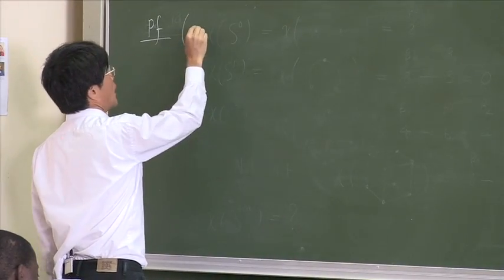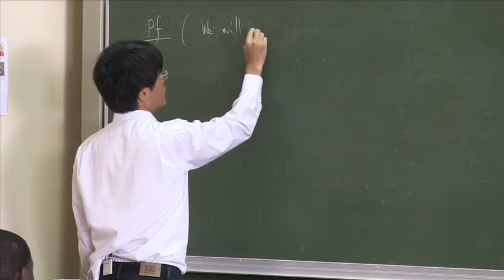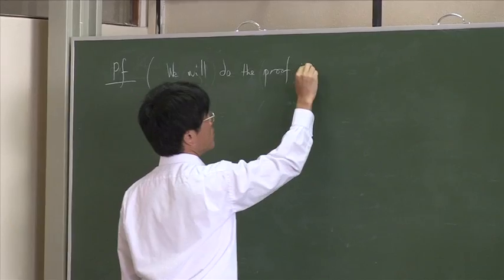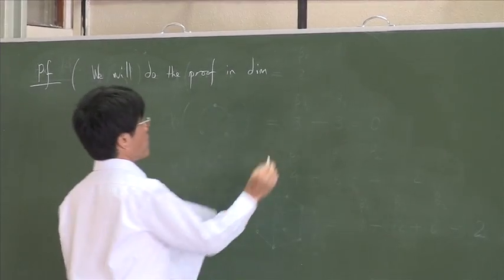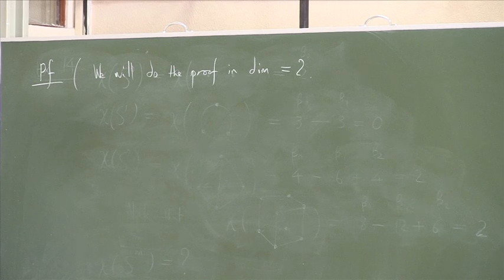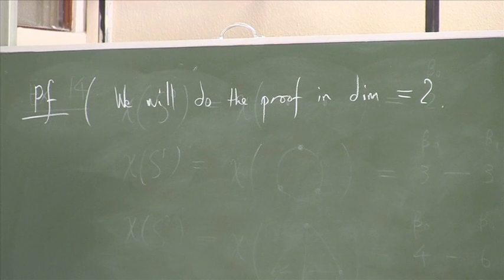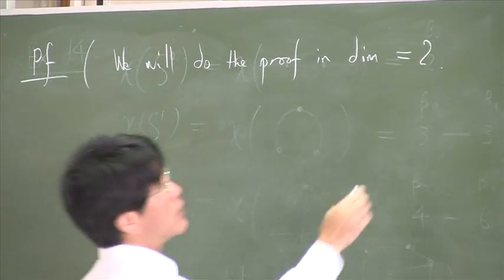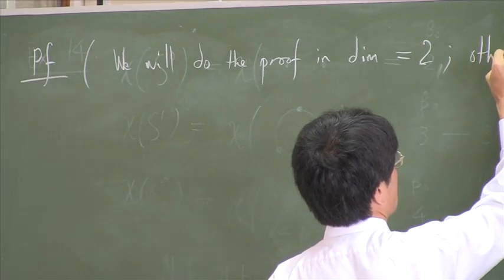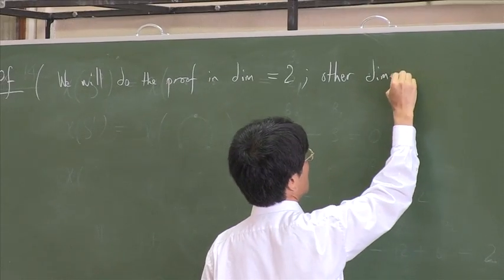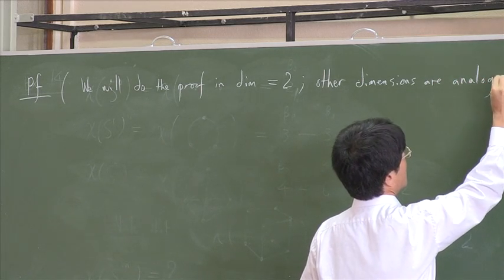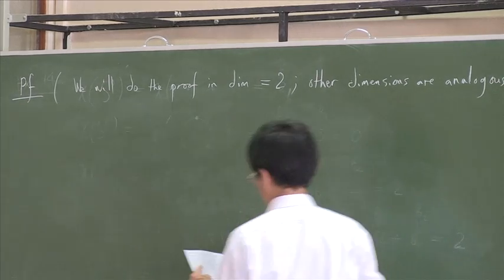Proof. We will do this proof in dimension 2. Now, you see that the picture that I'm drawing is very easily generalizable. So I'm going to do it in dimension 2 in order to keep it simple, but it's easy to write this in any dimension. All the other dimensions are analogous. You just follow your nose.